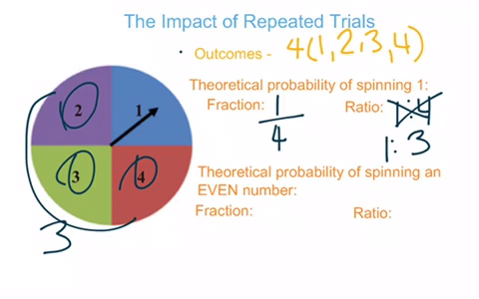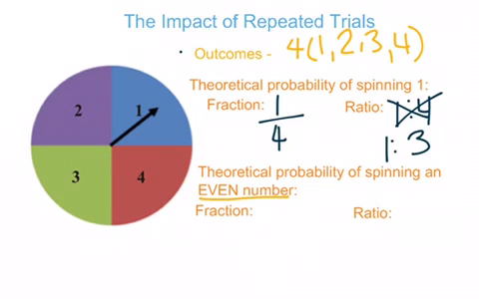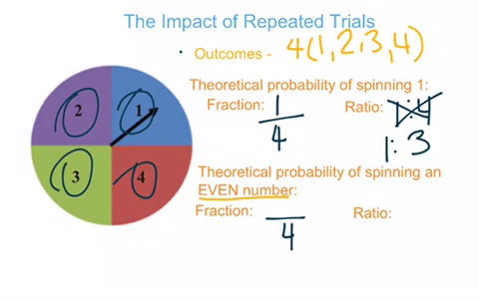Now, let's imagine that I'm asking you, instead of the probability of spinning a 1, what the theoretical probability is of spinning an even number on this spinner. Well, we still have a total of 4 outcomes. So for our fraction, we still know that our bottom option is going to be 4. Now when we look at our outcomes, 1, 2, 3, and 4, how many of those are even numbers? Well, number 2 is even and number 4 is even. So we have a total possibility of 2 out of 4 being even numbers. So we have a 2 out of 4 chance.